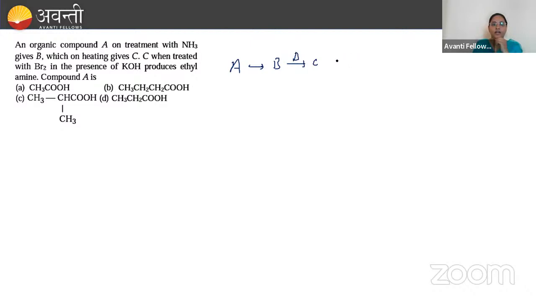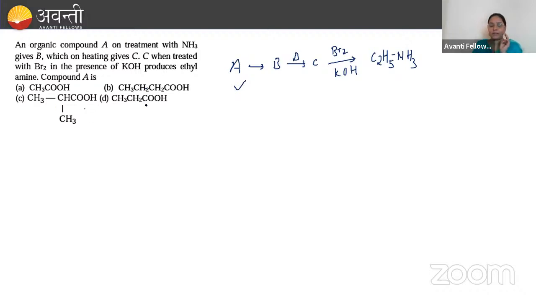Okay, C when treated with Br2 in presence of KOH produces ethylamine. Okay, there is a formation of ethylamine. So this is the reaction. Which compound is the compound A? Acetic acid? Or butanoic acid? Then this acid or this acid. What will be the answer?